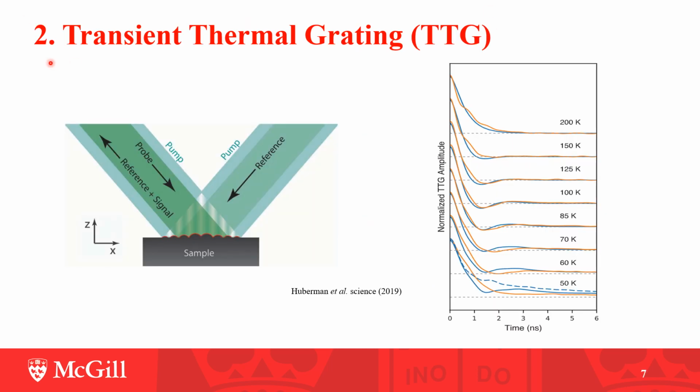Second, we have transient thermal grating, TTG. TTG is a useful technique to measure thermal properties of a material, and it can observe the second sound. Experimentally, as you can see here, TTG involves crossing two short laser pulses on a sample surface to create a sinusoidal heat source. And we have here an example for graphite.